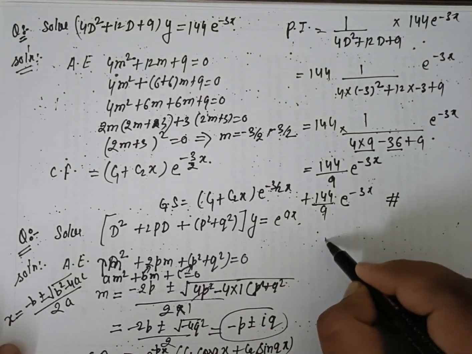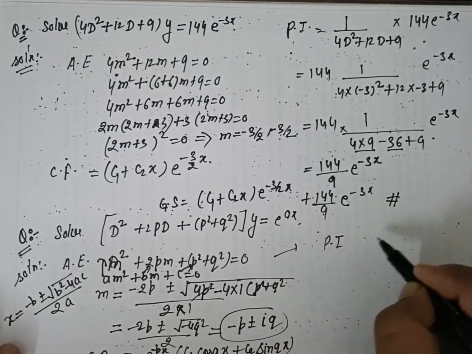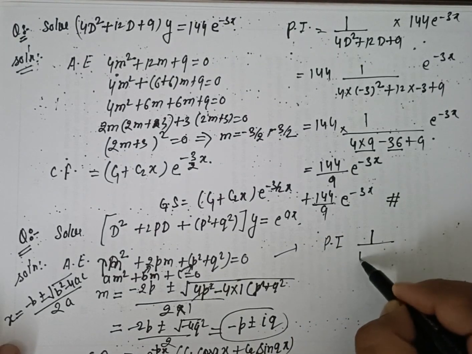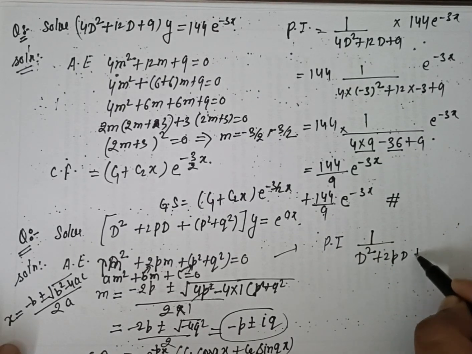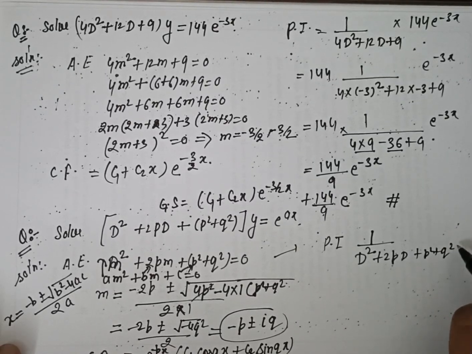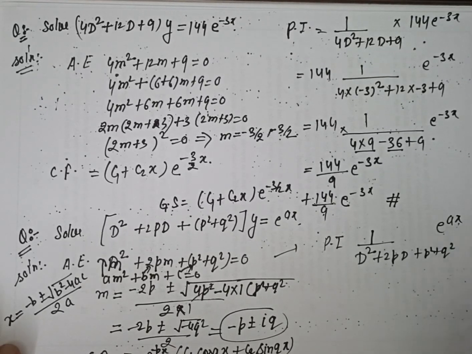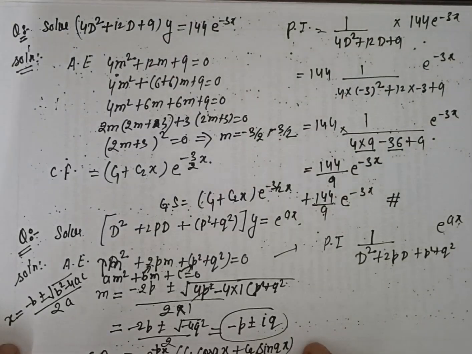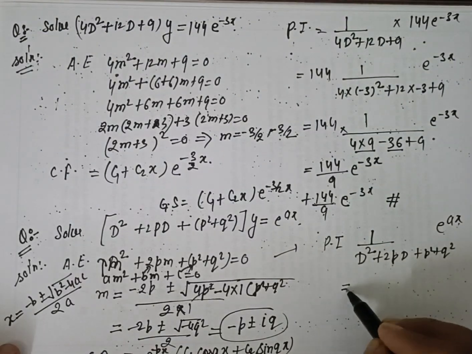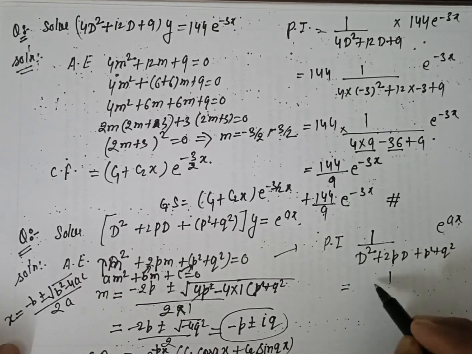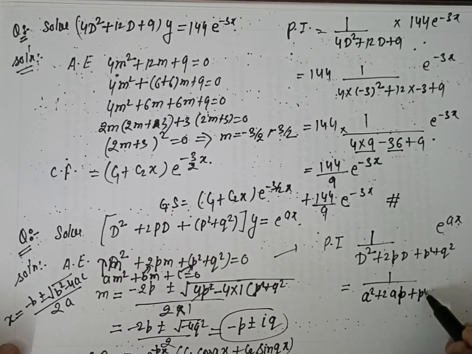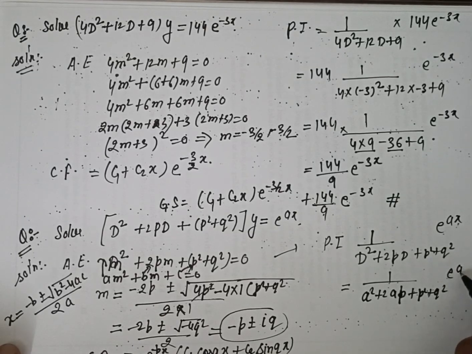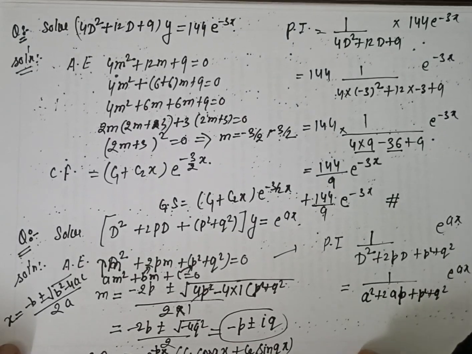Now to decide the particular integral, we write it as 1 upon (D² + 2pD + p² + q²) e^(ax). So you can just simply replace D with a. So you can write 1 upon (a² + 2ap + p² + q²) e^(ax). It is your PI. It cannot be solved further, okay.